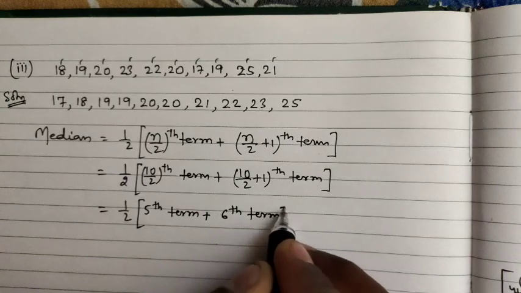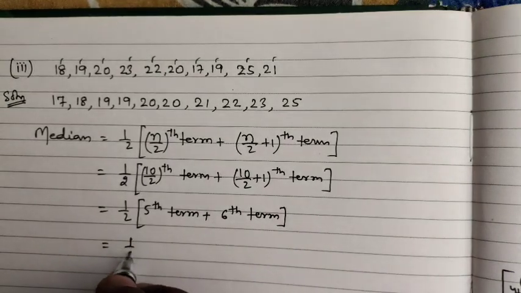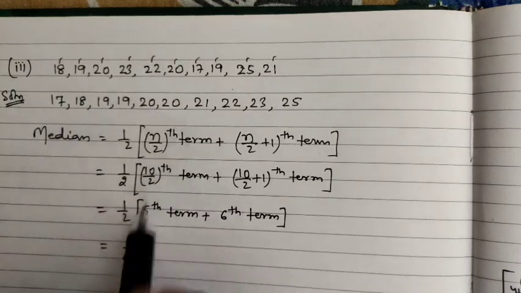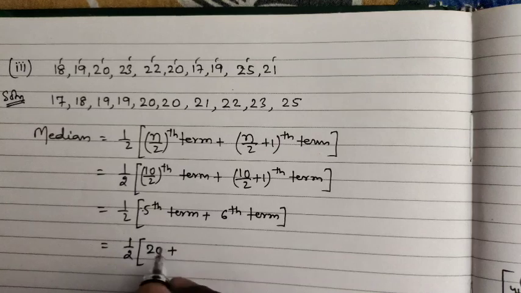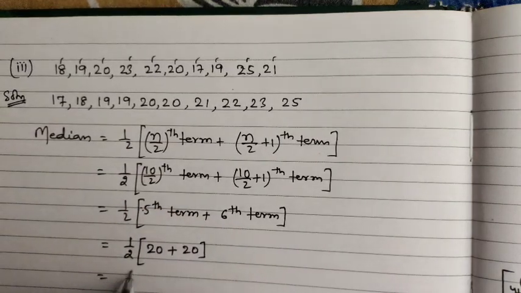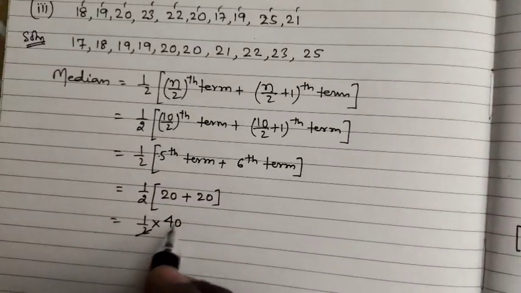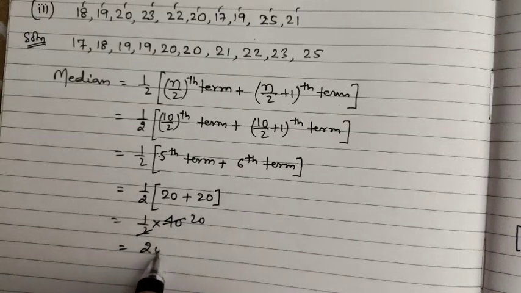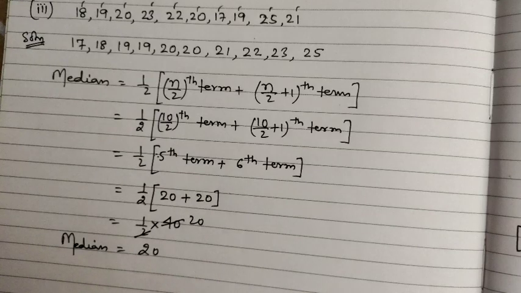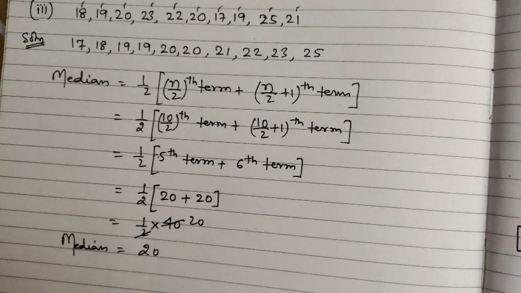Now we will put the value of the 5th term and the 6th term in the next step: half into, what is the value of the 5th term? First, second, third, fourth, fifth. The 5th term is 20 plus the 6th term is also 20. Now half into 20 plus 20, it will be 40. Now we reduce it: half of 40 is 20. Therefore median is equal to 20, which is your answer. Hope that this question is also very clear to you. Now we will move to the next question.